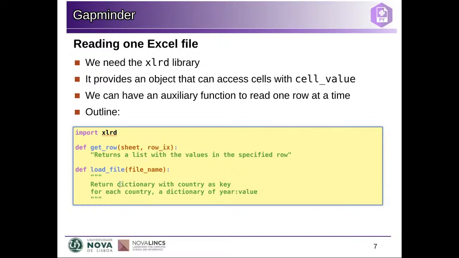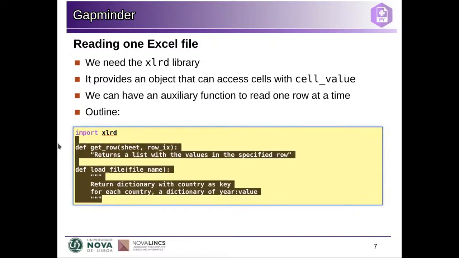And then loading a file, we're going to read the data in the file and return this dictionary, which has each country as a key, and for each country we're going to create a new dictionary with all the years and the corresponding value. So this is the first step.